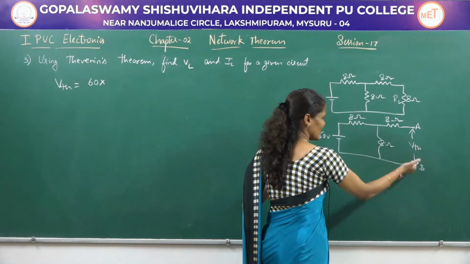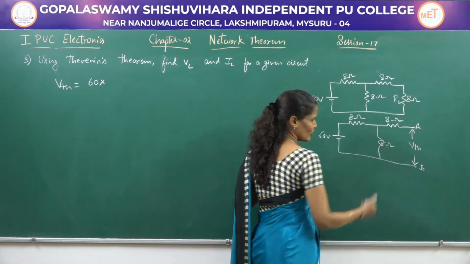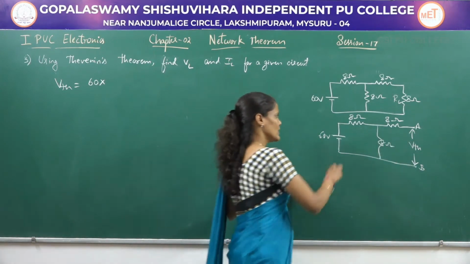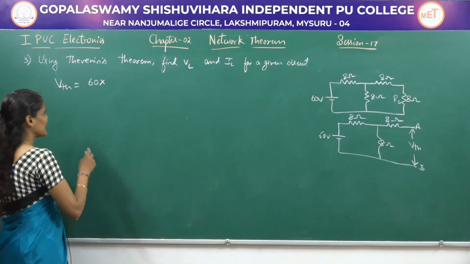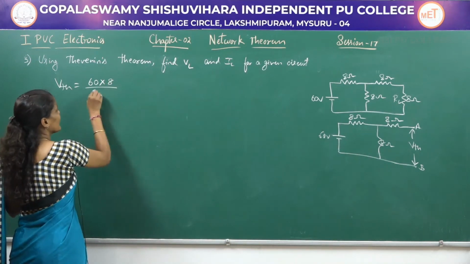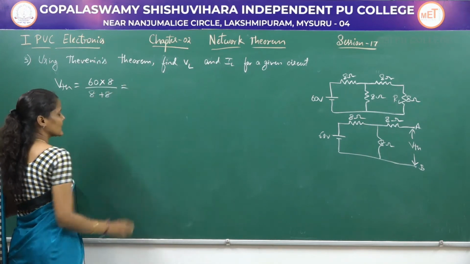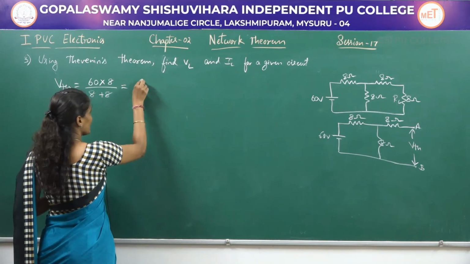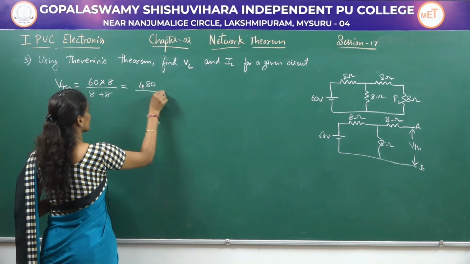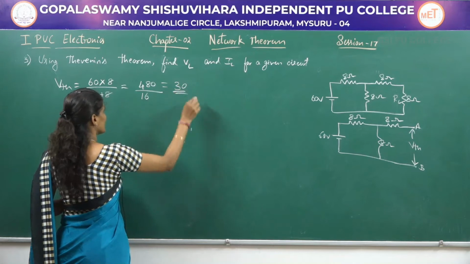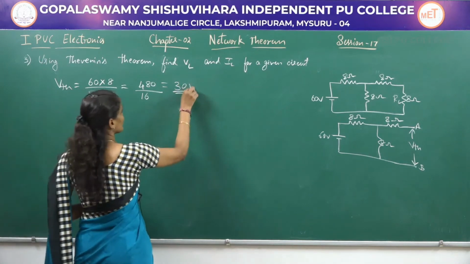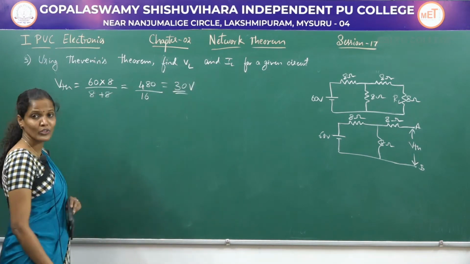Since this terminal is open circuited, the current cannot flow over this particular circuit. So you have to consider this loop where 8 ohms are connected in series. 60 into 8 divided by 8 plus 8. So 60 into 8 is 480 divided by 16, and that will be equal to 30 volts. So VThevenin is equal to 30 volts.